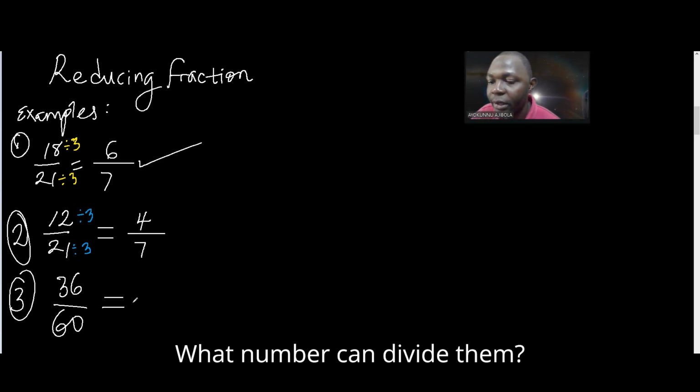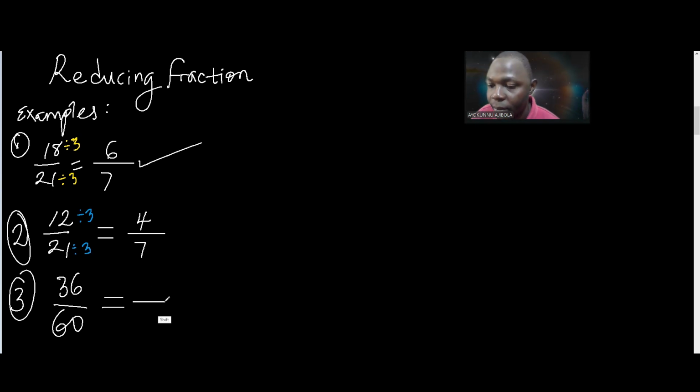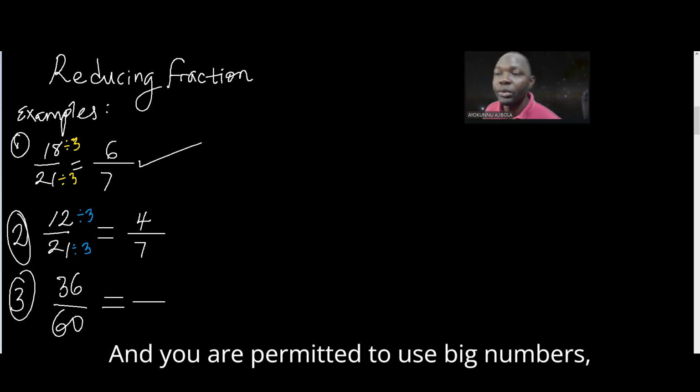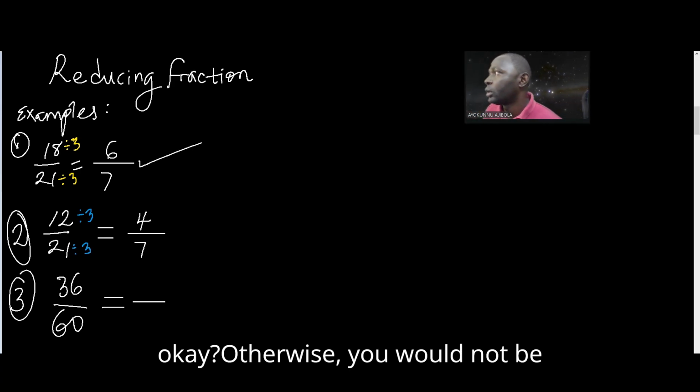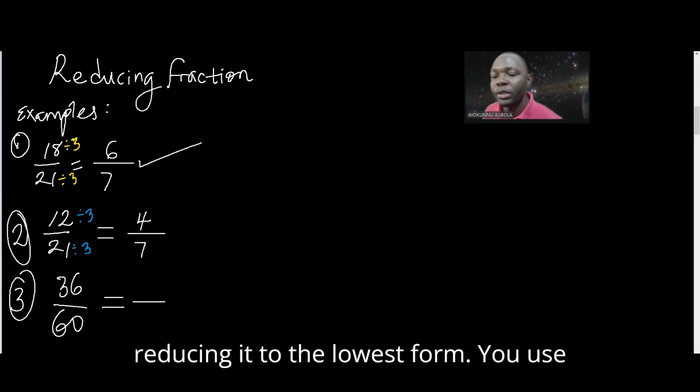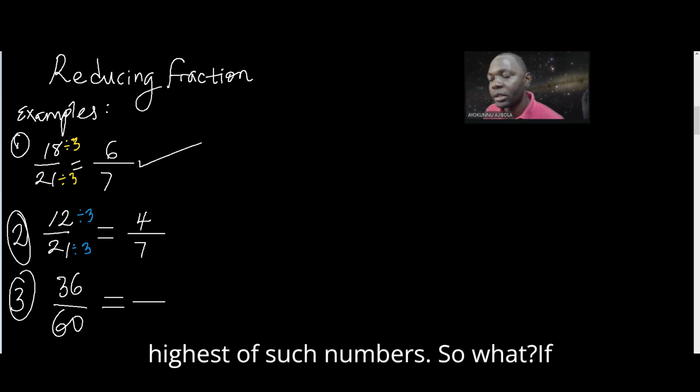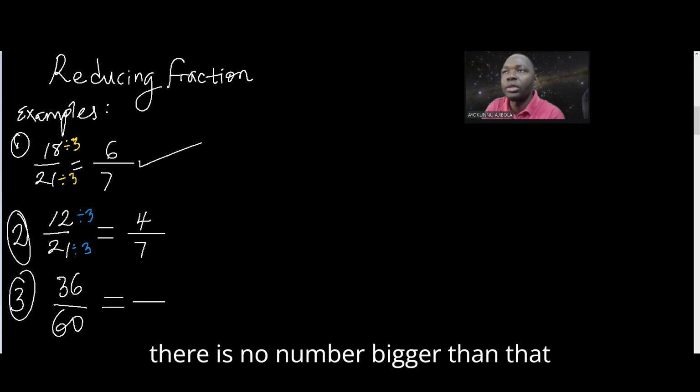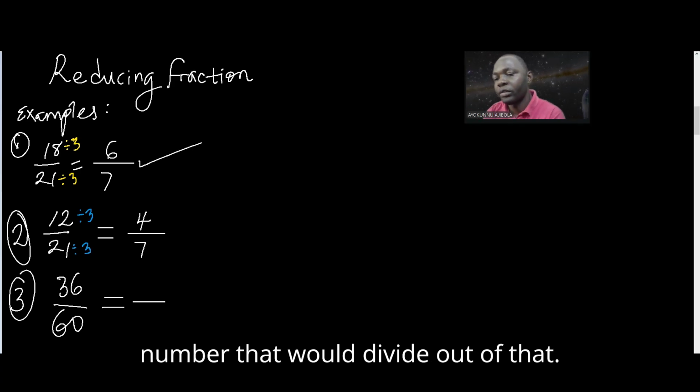What number can divide them? And you are permitted to use big numbers, okay? Otherwise you would not be reducing it to the lowest form. You use the highest such number. So if you're giving me a number, be sure that there is no number bigger than that number that would divide both of them.